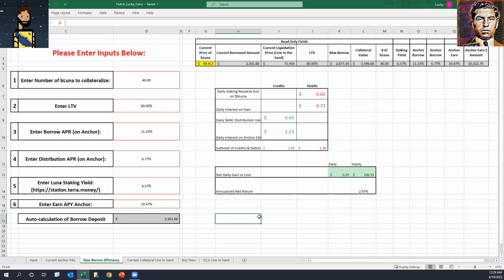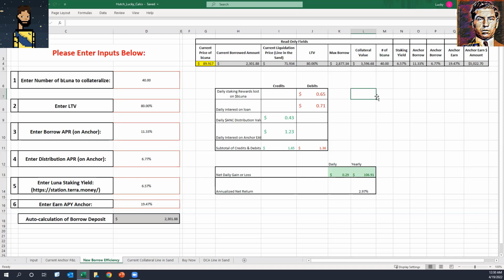So see that there at the bottom? What this person should do, not financial advice, but hypothetically, if they really want to optimize a loan and sleep not as well, they could borrow an extra $2,301.88. And by doing so, let's go through the P&Ls. On just this isolated amount, on just this isolated borrow of 40 bLUNA, riding at LTV, the $2,300, go ahead and put your cursor on that 65 cents up top. Yeah, so they're losing daily staking rewards of 65 cents a day on that 40 bLUNA.